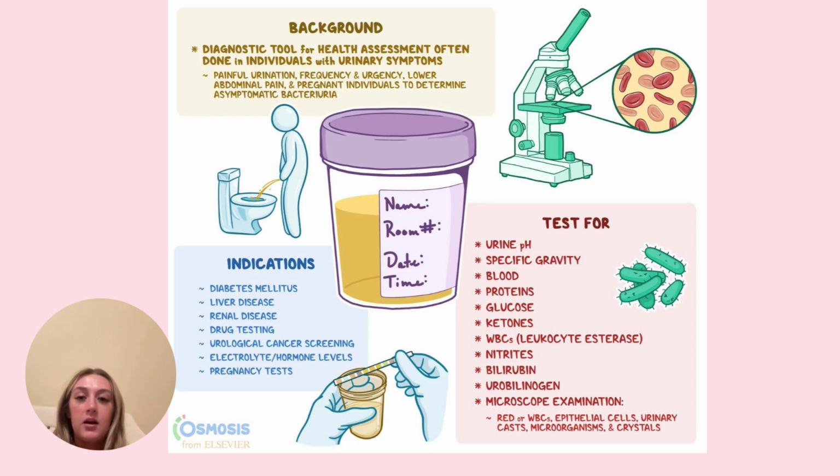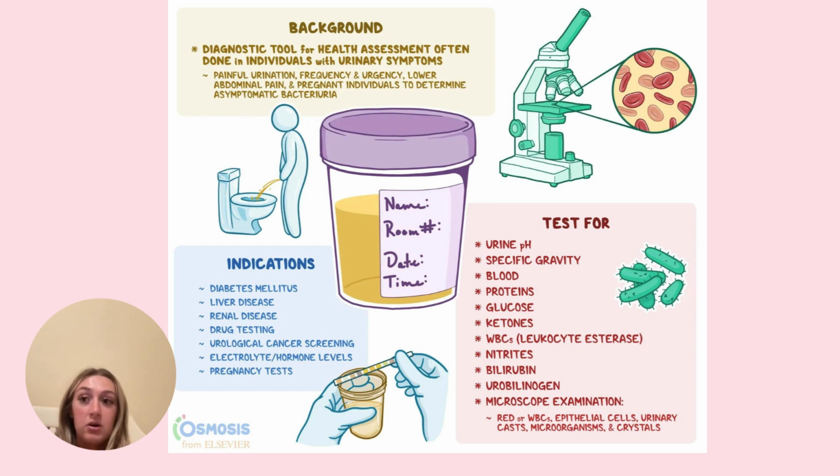So in a lab setting, when we worked on this, this was a really helpful template to help us understand it more. And I feel like when you can see it with visuals, you have a better time understanding it. So first, for the background: a diagnostic tool for health assessments, often done in individuals with urinary symptoms, painful urination, frequency, urgency, lower abdominal pain, pregnant women, individuals to determine asymptomatic bacteria. Indications: diabetes, liver disease, renal disease, drug testing, urological cancer screenings, electrolyte hormone levels, and pregnancy tests.